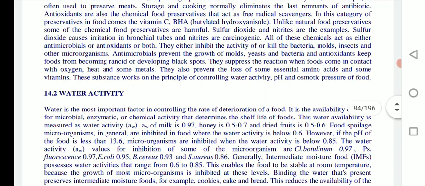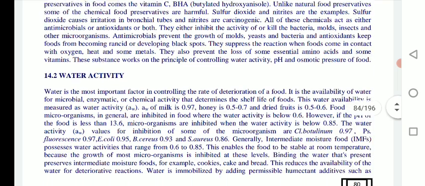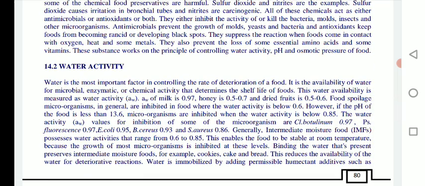Sulfur dioxide and nitrates are examples. Sulfur dioxide causes irritation in bronchial tubes, and nitrates are carcinogenic. All these chemicals act as either antimicrobials or antioxidants or both. They either inhibit the activity of or kill bacteria, mold, insects, and other microorganisms. Antimicrobials prevent growth of mold, yeast, and bacteria, and antioxidants keep food from becoming rancid or developing black spots.